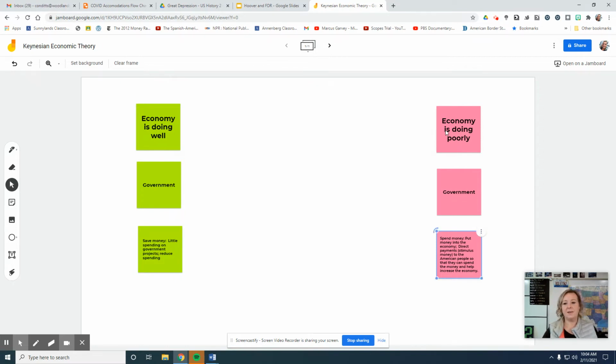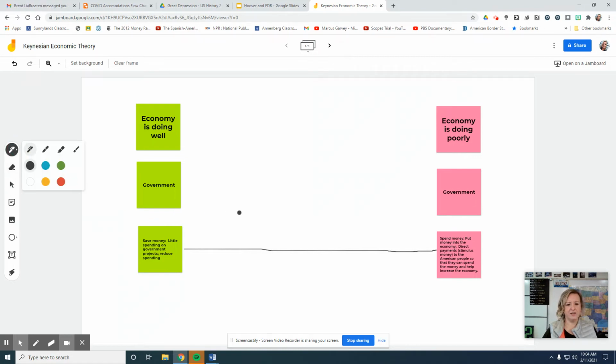Now, here's the key. If the economy is doing poorly and we're going to be spending money, that means that you should have money in your bank to spend. Where do you get that? You get it from the time when the economy was doing really well, right? The money that you're spending here was the money that you saved when the economy was doing well.